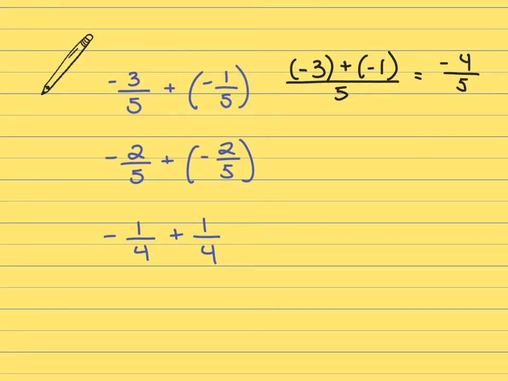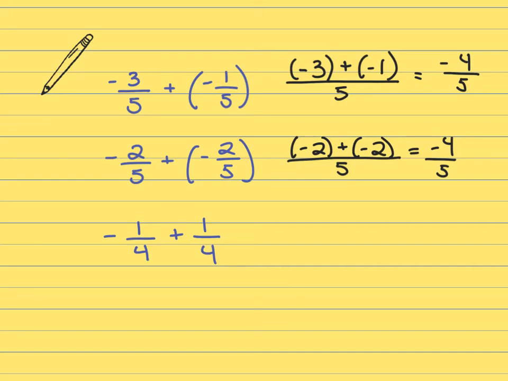Let's look at the next problem. We're only going to add our numerators. We have a -2, and we're adding more negative. Our denominator stays the same as 5. If we are adding more negative, that means that we are moving in a negative direction, and we have a total of -4. That's our numerator, and our denominator stays the same as 5. Our answer is -4/5.